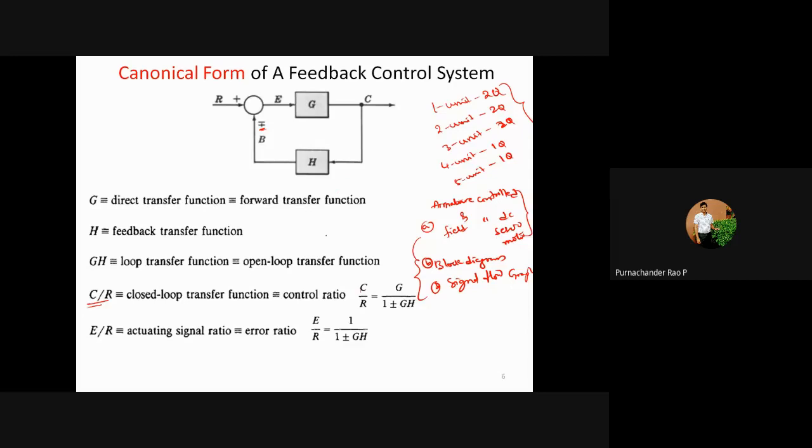And E by R is the actual error ratio, which is given by 1 by 1 plus G of S into H of S, or GH. Or your primary feedback ratio is GH by 1 plus GH, into 1 plus or minus GH. These are the ratios which you can find out from any given feedback control system which is in canonical form.